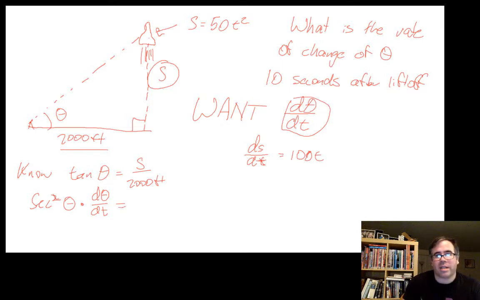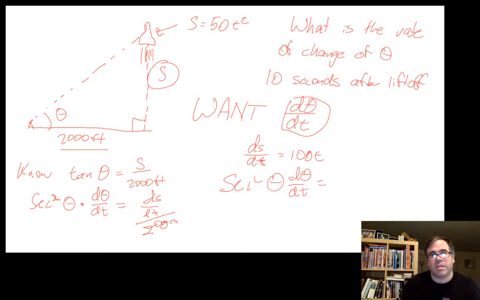On the other side, this is just a number times a constant, so this becomes ds/dt over 2000. Well, we know ds/dt. It's 100t. This is kind of a problem at this point, so we're going to have to go back to the drawing board in a little bit. But suffice it to say, this is 100t. We know t is 10, because it's 10 seconds after liftoff. So we get secant squared theta d theta/dt equals 10 times 100, which is 1,000, over 2,000, which is 1/2, which is nice.